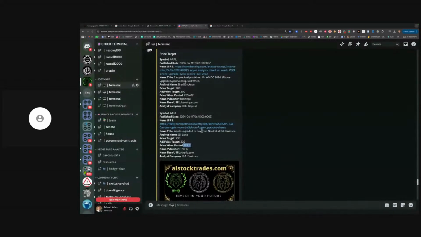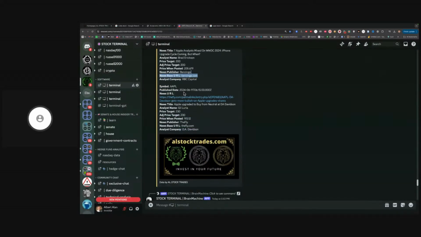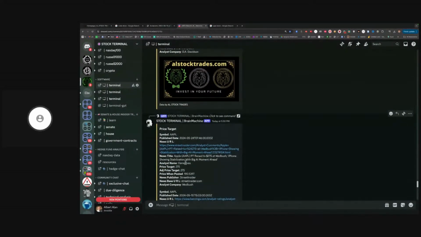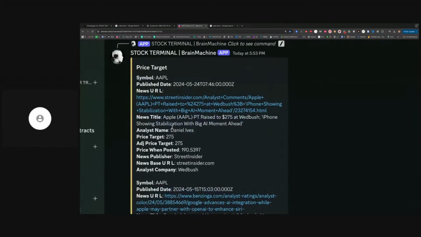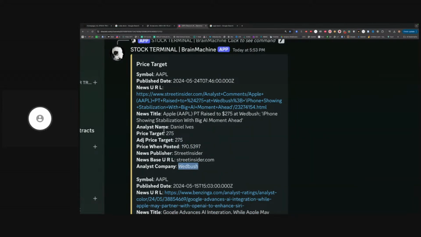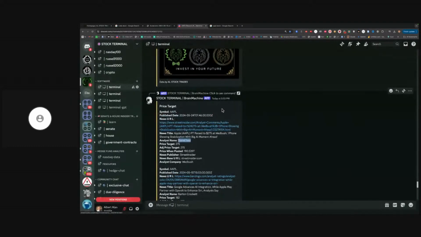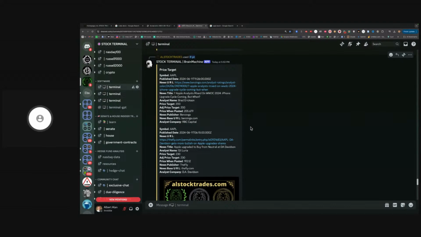And there's more people here and more price targets. I think this was out. There it is, there's Daniel Ives. So we have that data. Daniel Ives at $190 said the stock was 275, right? Well, he's from Wedbush. I like Daniel Ives. Daniel Ives knows a lot about Apple, okay? So you can see the power of the stock terminal, right?